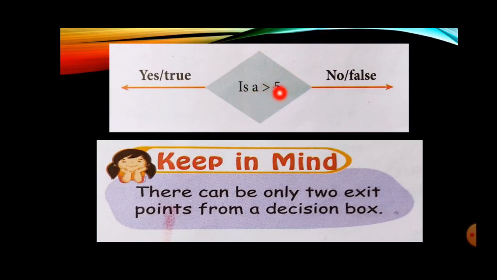If the number which you write is more than 5, then the condition will become true. Clear? So if you write A as 10, or any number more than 5, then the condition will become true, so it will go this side. And if you write less than 5, then the condition will become false and it will move to the other path. So always remember there can be only two exit points from the decision box. In the flowchart there is only one exit and one entry point, but in the decision box there are two.